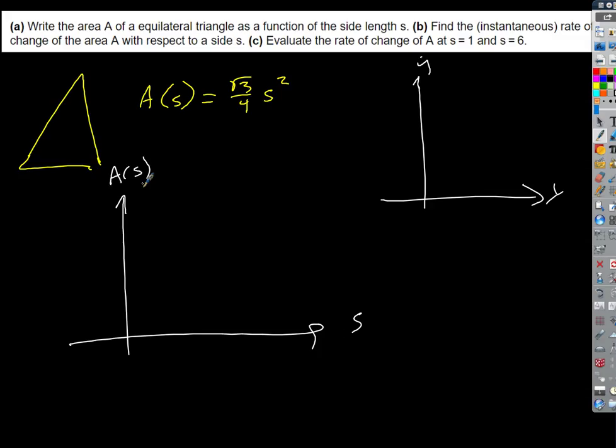Okay, and what does that look like? This is just some constant times s squared. So that would be like y equals some constant times x squared. Well, what does that look like? You guys know what that looks like. That's just going to be a parabola with a vertex where?